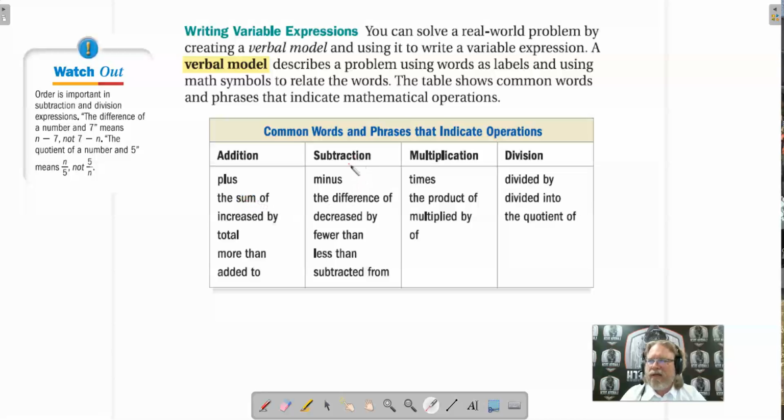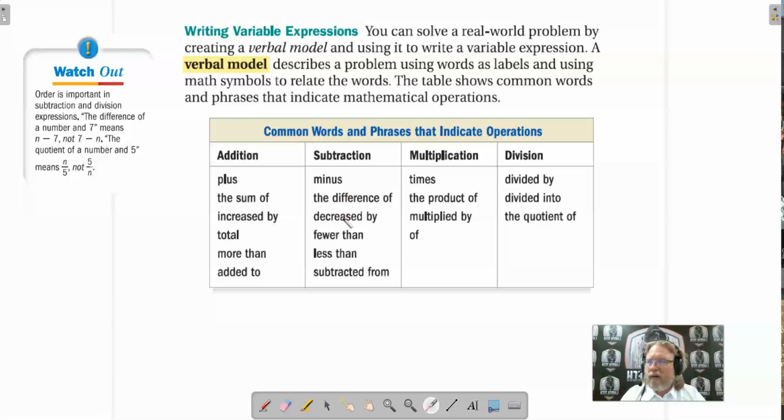What about subtraction? Let's do 10 and 7, so let's talk about that. We could say 10 minus 7. Or we could say, what is the difference of 10 and 7? Now, this is one of those ones where the order makes a difference. We say, what's the difference of 10 and 7? The first number I said comes first, then the minus sign, and then the second number. The difference of 7 and 10 would be different.